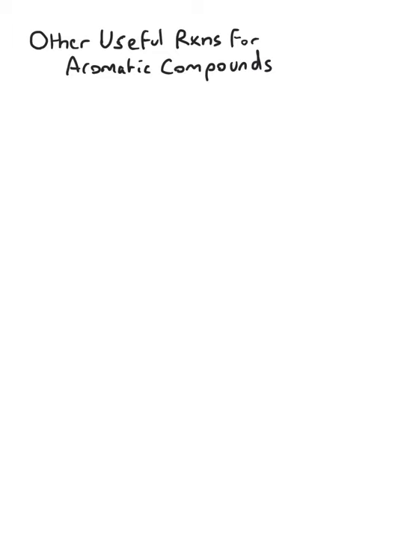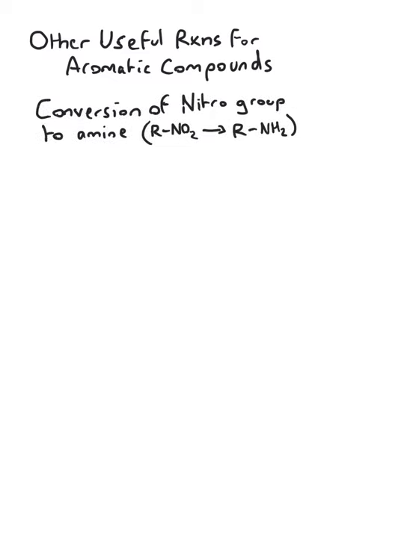This video is for other useful reactions for aromatic compounds. It is the last video for chapter 17 before examples. The first one we will focus on is the conversion of nitro group to amine. So converting an NO2 group into an NH2.